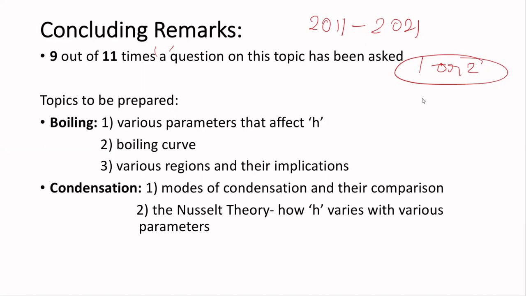Like you saw the GATE 2018 numerical. Initially, it looked like a question on nucleate boiling, but then it was basically a chemical process calculation kind of thing where you had to calculate the total mass. So it was a pretty simple question. I mean, it was not involving a lot of calculations. And so I feel that this topic should not be left out in preparation.